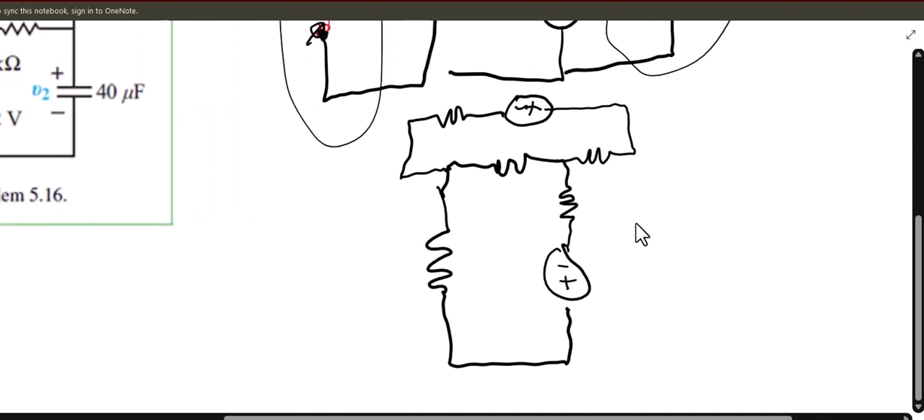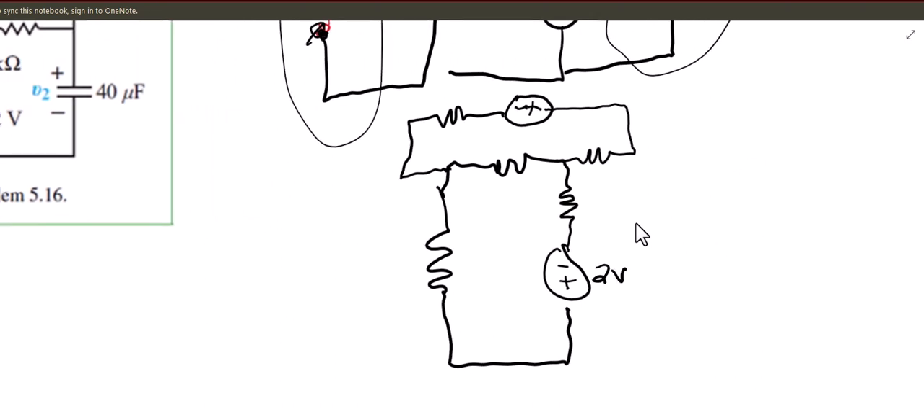Now this, in my beautiful drawing, it's 2 volts. This is 3 kilo ohms. I'm not going to write the ohms. This is 20 kilo ohms. This is 10 volts. This is 40 kilo ohms. This is also 40 kilo ohms. And this is 3 kilo ohms.